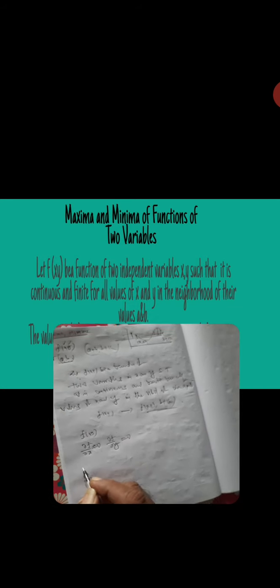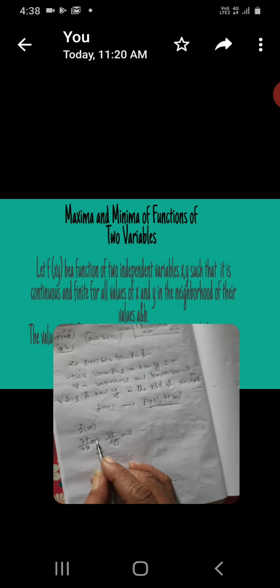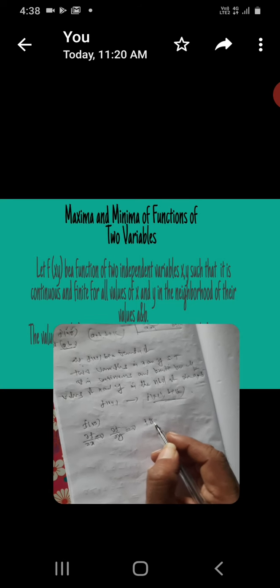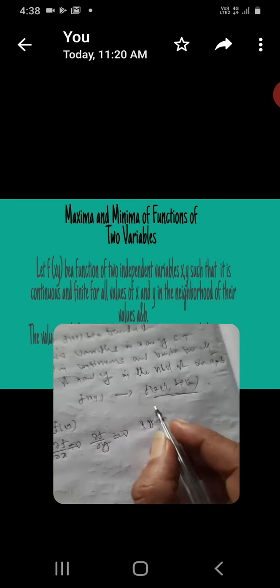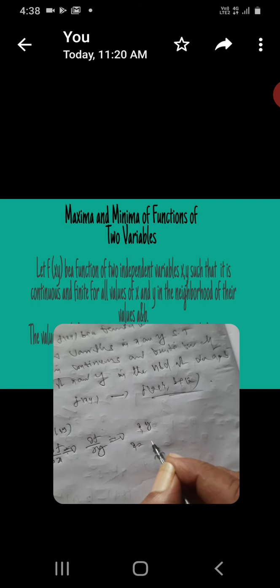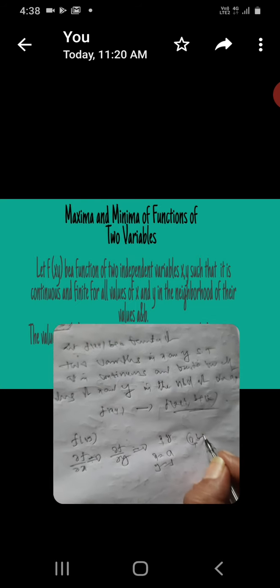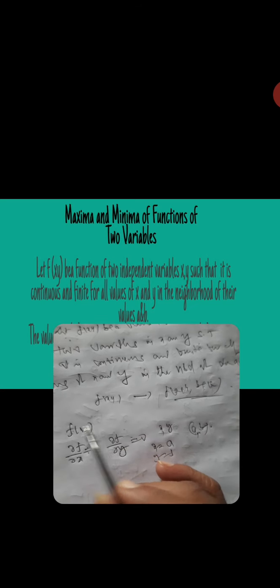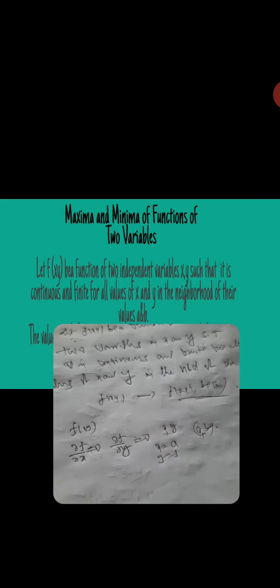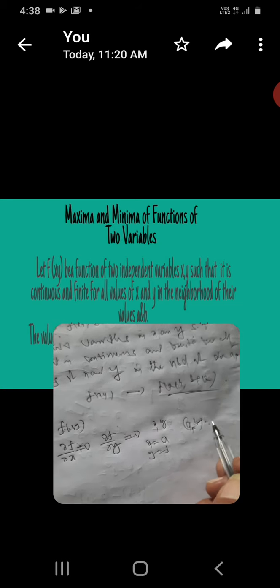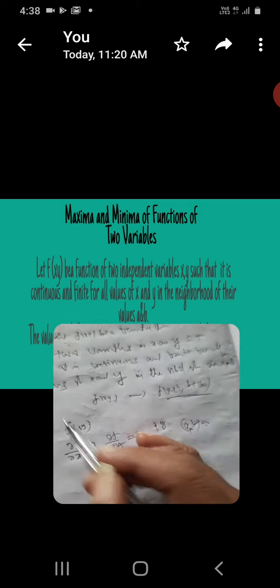Equate these two terms to 0. From these two equations, solve for the x and y values. Suppose we get x equal to a and y equal to b. Let us take (a, b) as the point. Now at this point we determine whether the function f of x, y at (a, b) is a minimum or maximum.